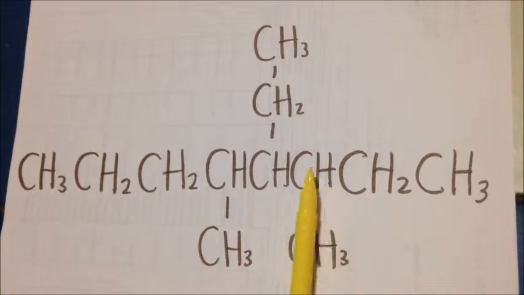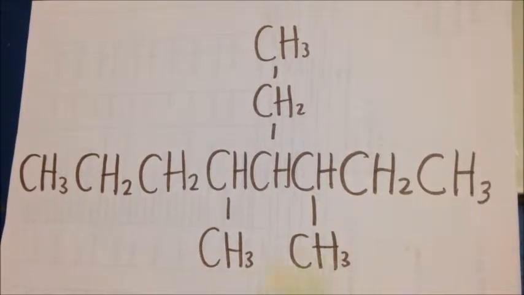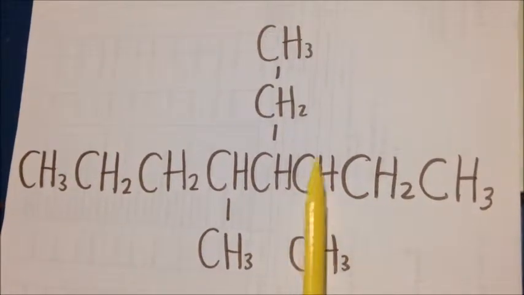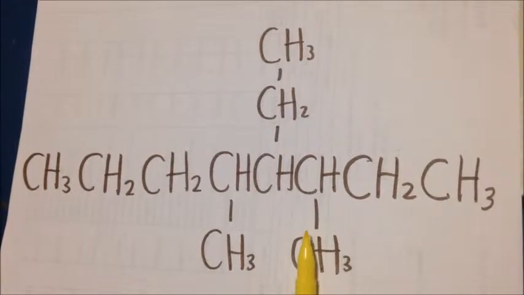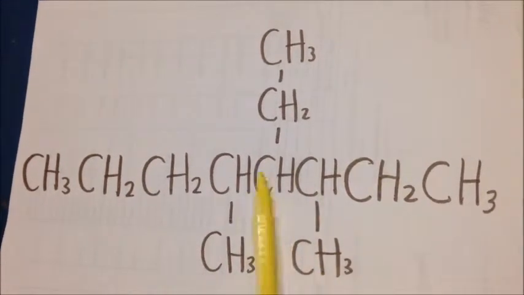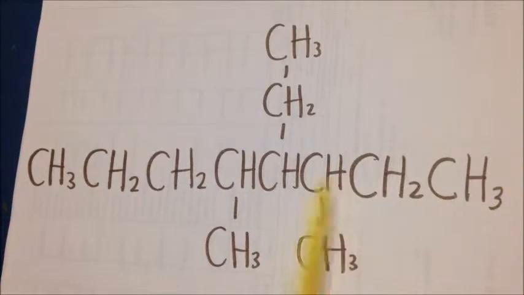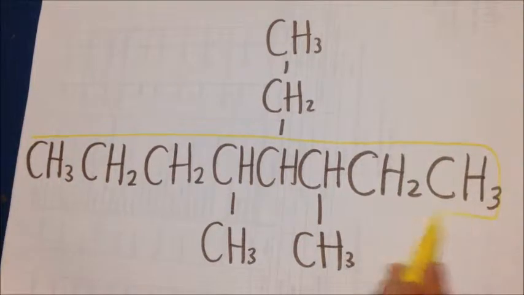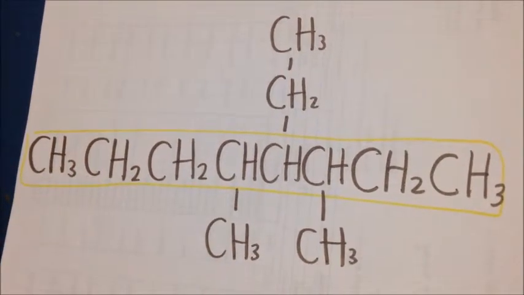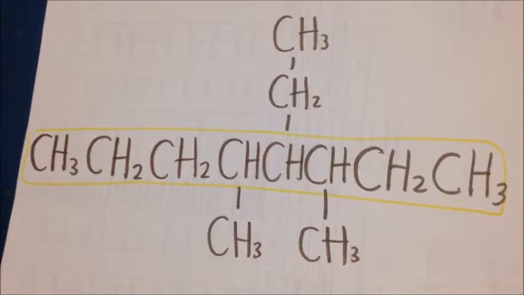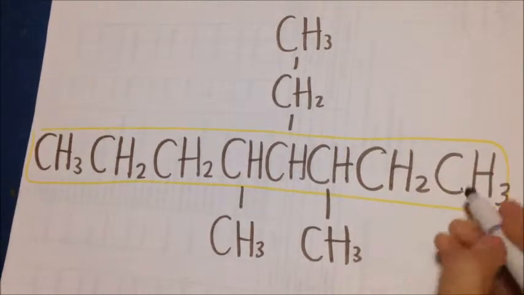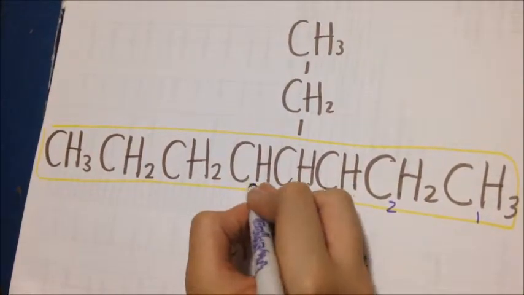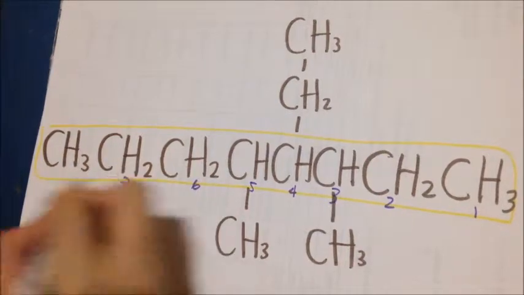We have to take into account that we have to number from right to left, because here is the first substituent group, and this is closer to the substituent group than this one. So this is the longest chain, and then I will number them 1, 2, 3, 4, 5, 6, 7, and 8.